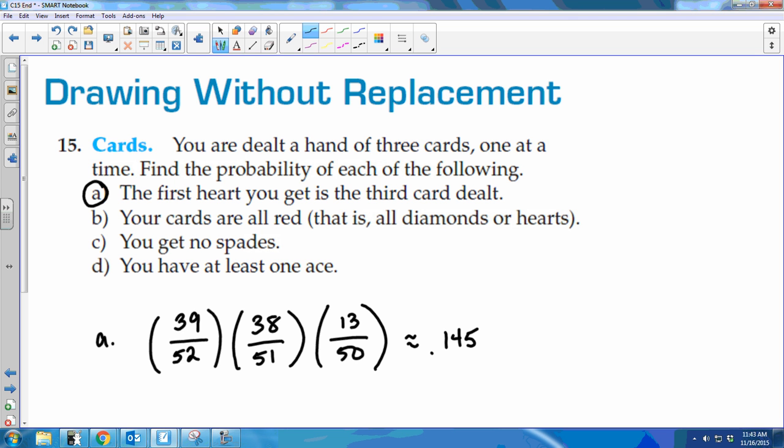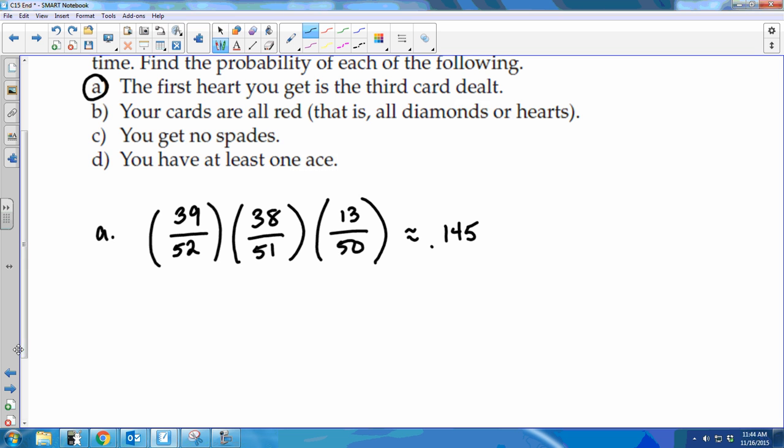So I'll talk through B and C, and then we'll do D. On B, your cards are all red. So how many red cards are there? 26. So you'd have 26 out of 52, and then 25 out of 51, and then 24 out of 50. And you multiply all those together. On C, the probability of no spades. Again, there's 13 spades, so there's 39 cards that aren't spades. So you do 39 out of 52 times 38 out of 51 times 37 out of 50. No big deal.